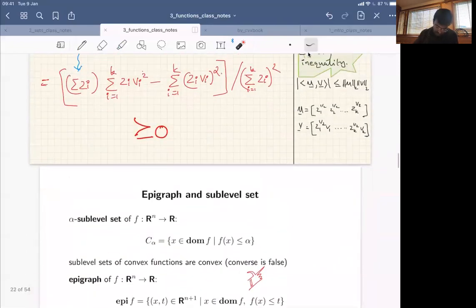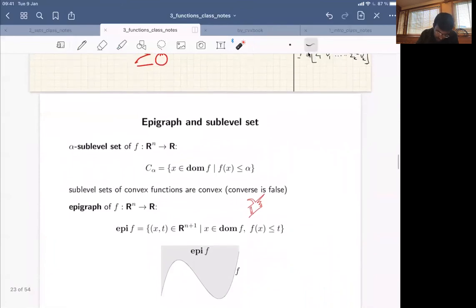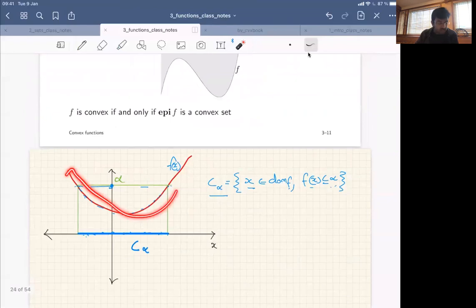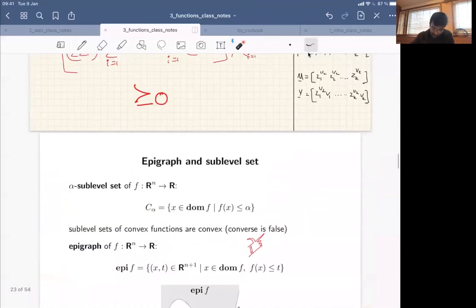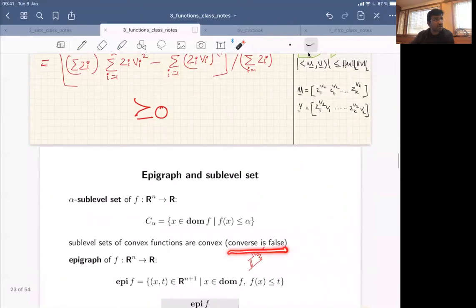Now what we are saying is sublevel sets of a convex function are convex. So if you have a convex function, the sublevel set will always be convex. Here we have C alpha to be convex, right? So it's not possible to think of a convex function which has a non-convex sublevel set. But the converse is false. So you can have a convex sublevel set but the function not convex.